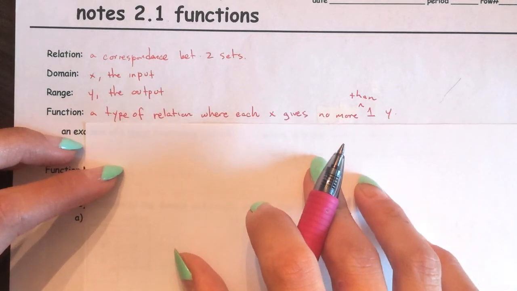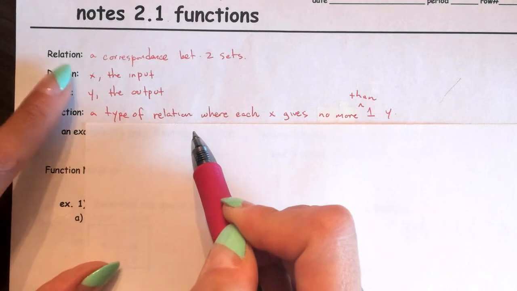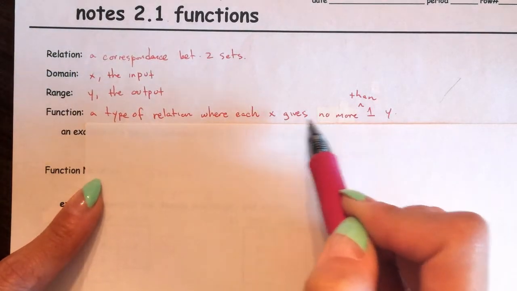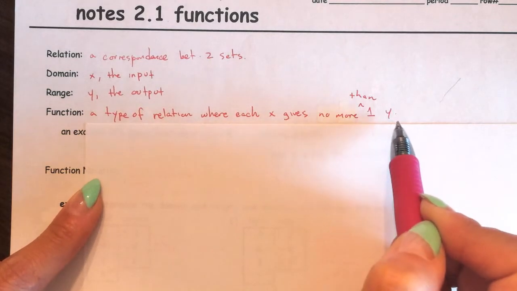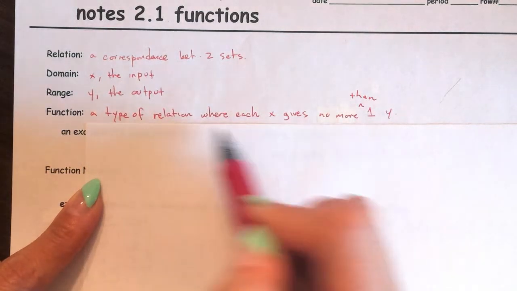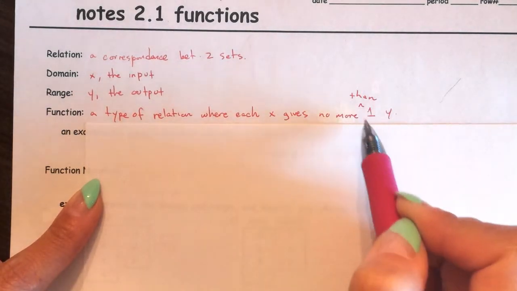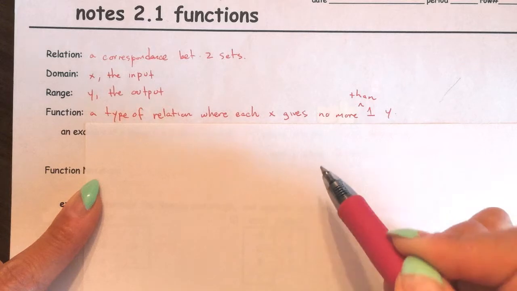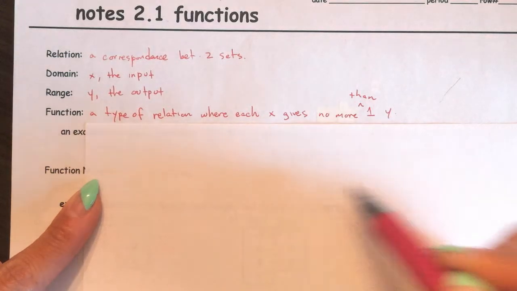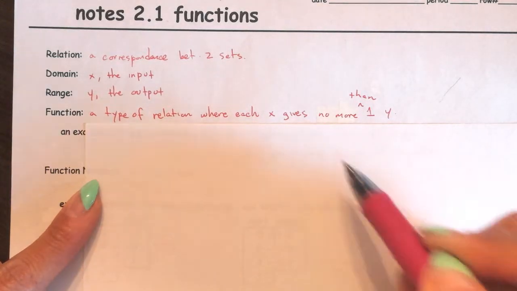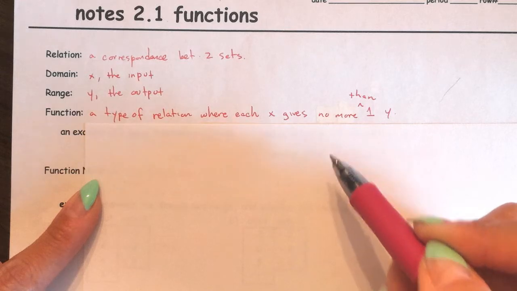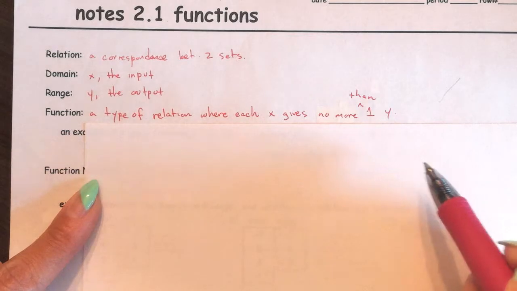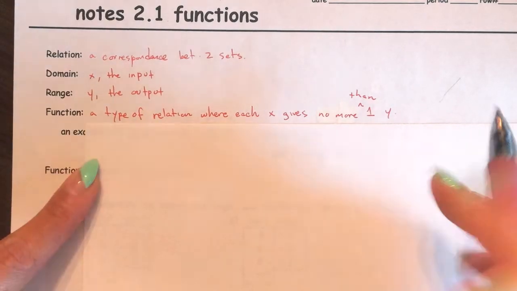A function is a type of relation where each X gives no more than one Y. Again, sorry, it's kind of messy. So each X has no more than one Y. So when you're graphing it, you're not going to have two Y's for the same X value, right? X's go this way, Y's go this way. Because if you had two Y's, it wouldn't pass the vertical line test and it wouldn't be a function, okay?